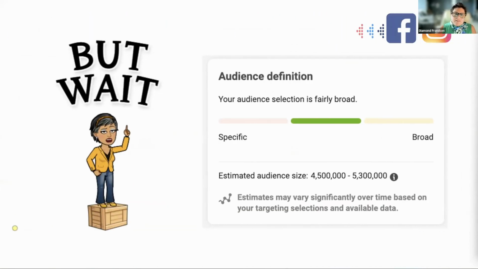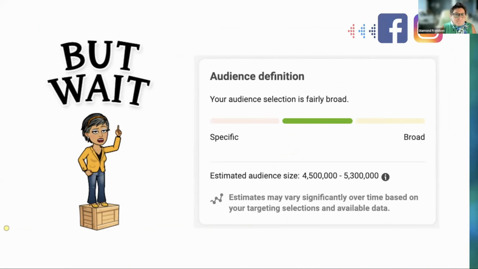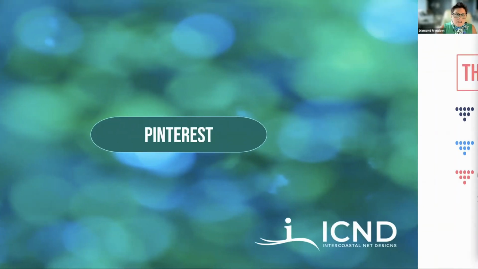And then when you're making these ads, make sure your audience isn't too narrow or too defined. When you're setting up, there's a great tool inside Business Manager: a slide bar that tells you if you're too broad or too specific, and you want to be right there in the middle of the green category. Okay, talking about Pinterest.